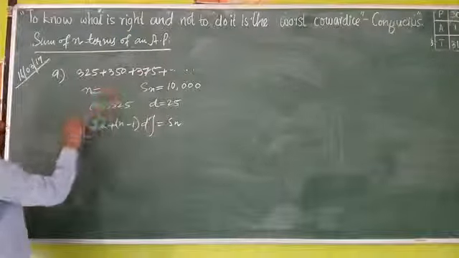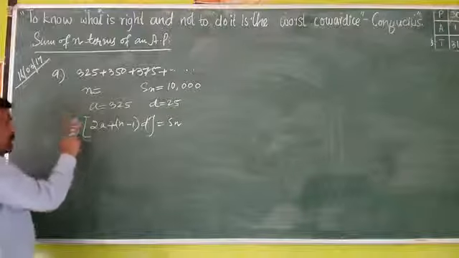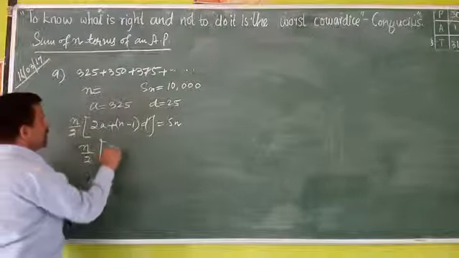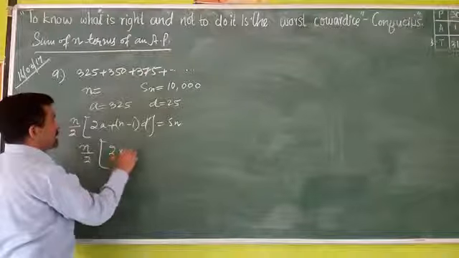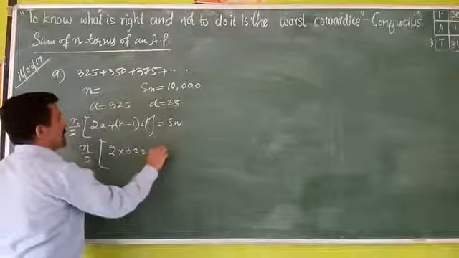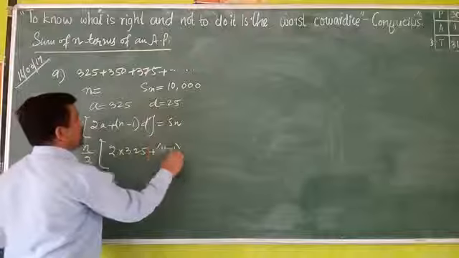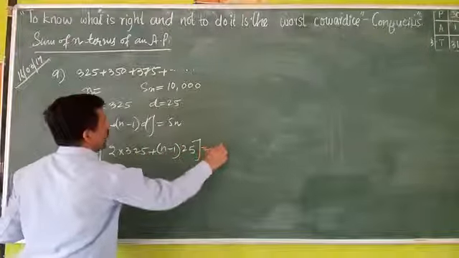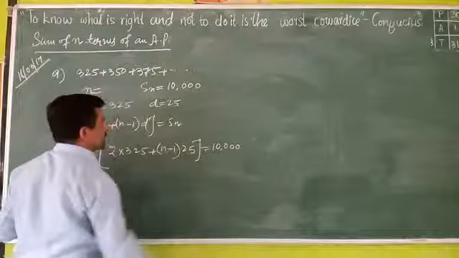So we are going to have the value. n we are going to calculate. So it will remain as it is. n divided by 2 into, 2 into a is 325 plus n minus 1 into d, and d is 25, is equal to 10,000. Is it alright?